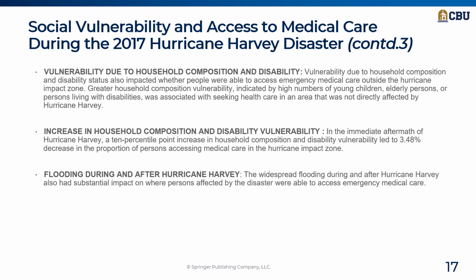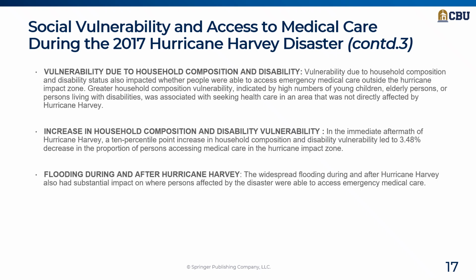In addition, factors like household composition and disability status significantly influence where people access emergency medical services after Hurricane Harvey. Communities with more children, older adults, and people with disabilities were less likely to seek care within the hurricane impact zone and more likely to use facilities in unaffected areas. A 10 percentile increase in household vulnerability was associated with a 3.5% decrease in care seeking within the hardest hit areas, and this pattern persisted weeks after landfall.